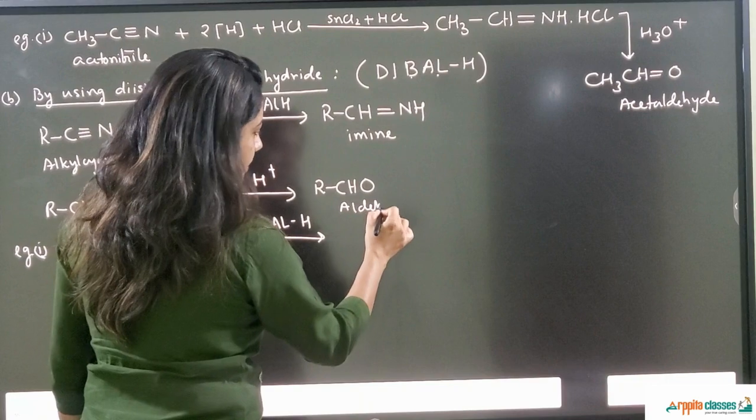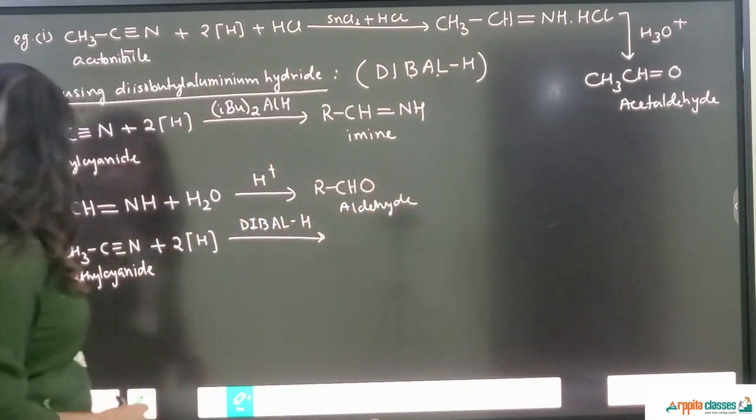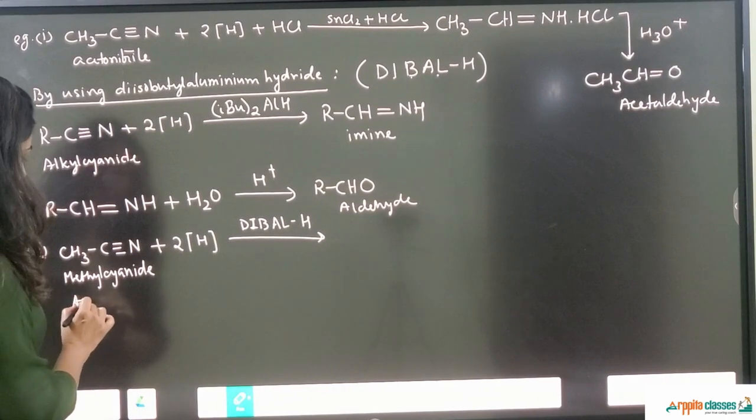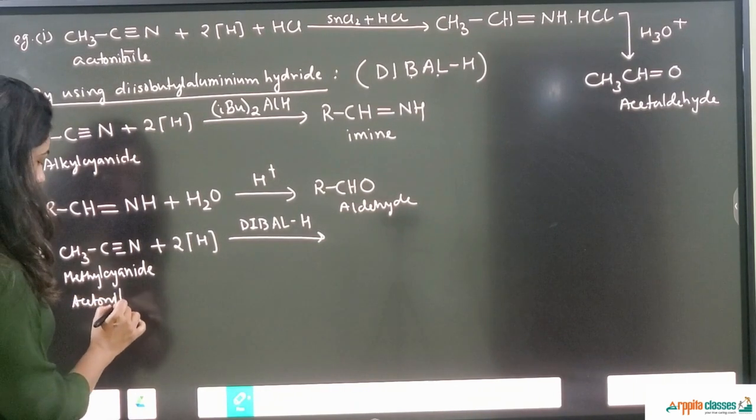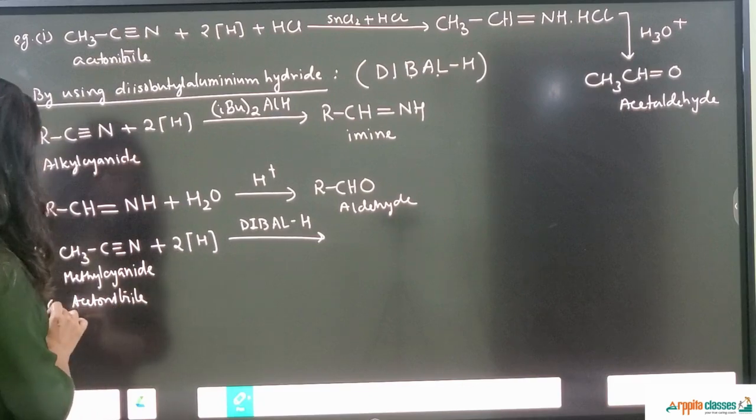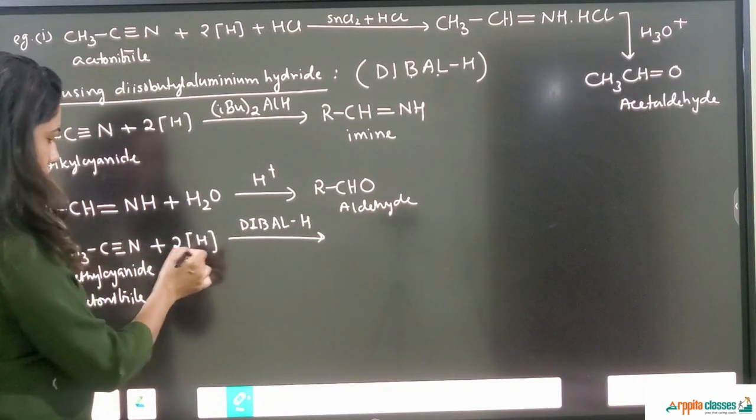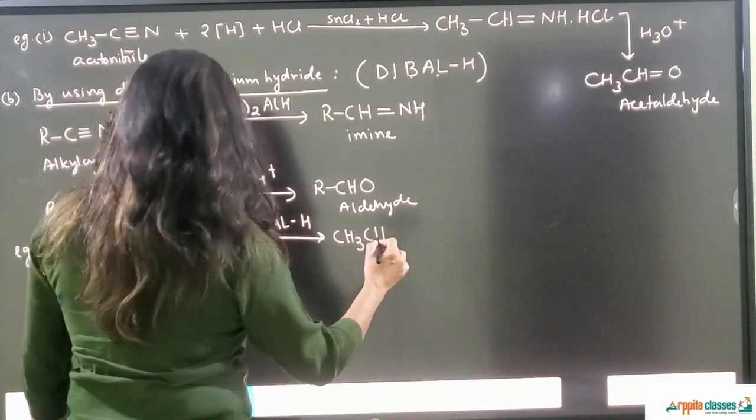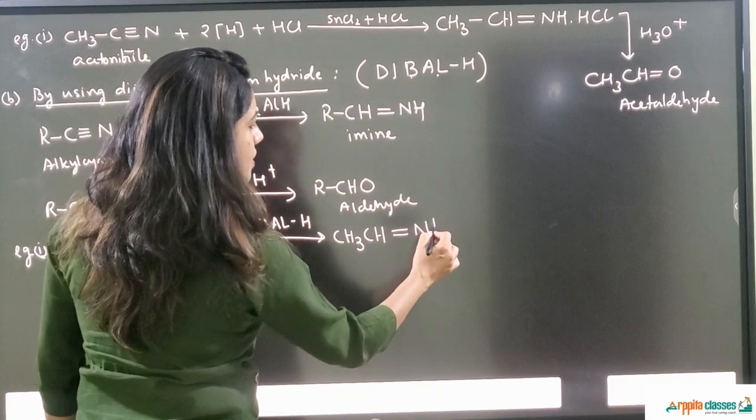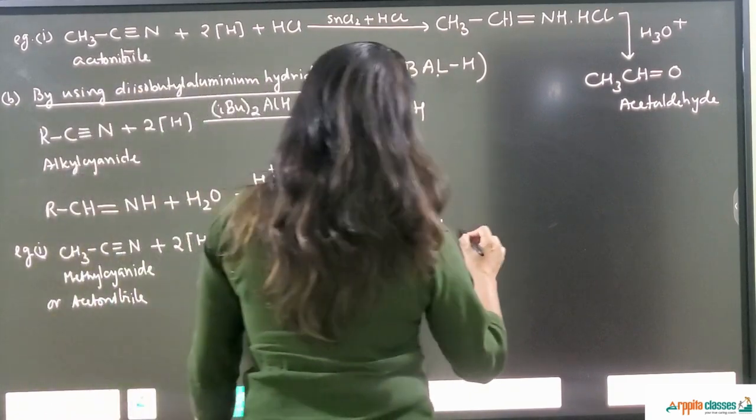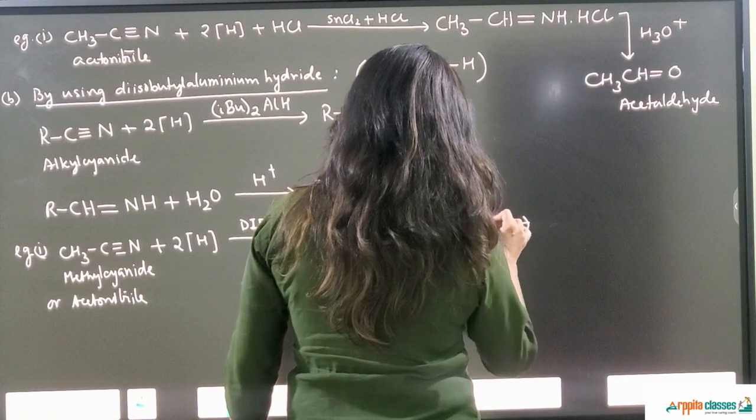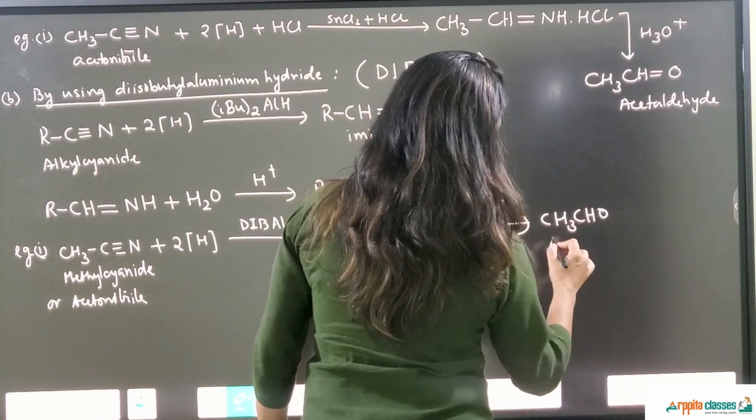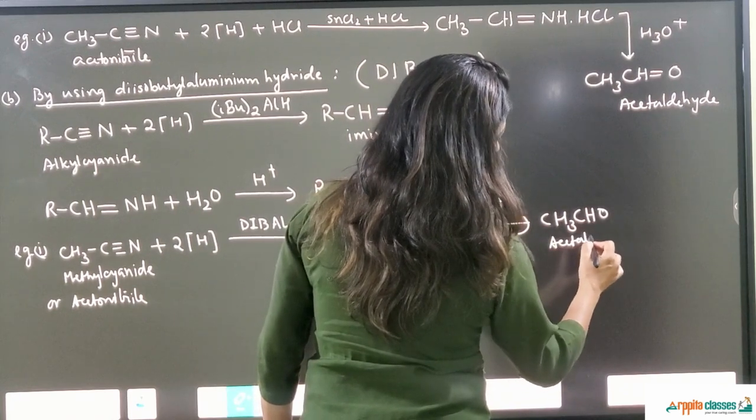This is aldehyde. So we have taken a particular example, methyl cyanide, also called acetonitrile. It's reacting with DIBAL-H, 2 hydrogens. First you add hydrogen over here, so CH3CH double bond NH. This is called imine, and then you treat this with H3O+. You're going to get CH3CHO. That is acetaldehyde.